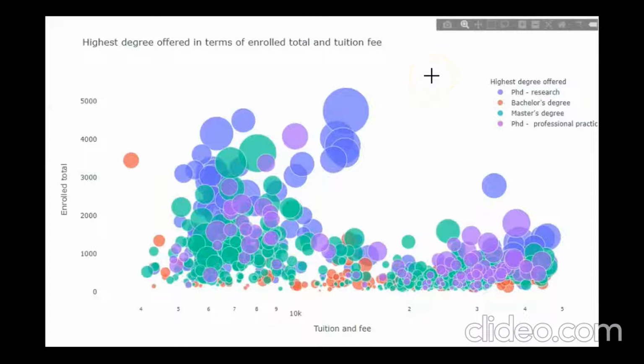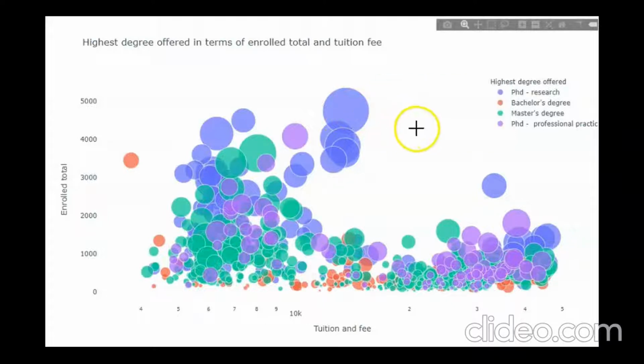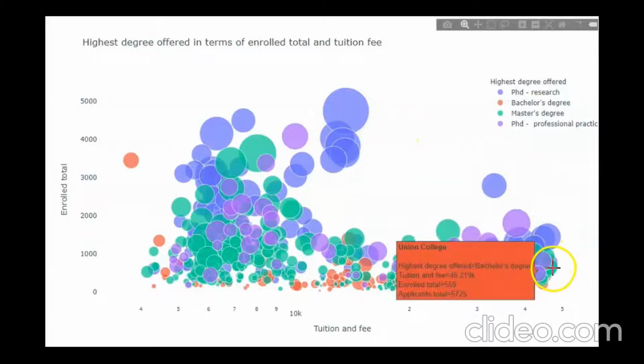This is the scatter plot that I have created using the Plotly library. This chart represents the highest degree offered in terms of total enrollments and tuition fee. The size of the bubble depends on the number of applicants who apply to these universities. So here we can see that most students have applied to the University of California at Santa Barbara. The highest degree provided by this university is the PhD research, and the tuition fee for this university is near $13,6700 US.